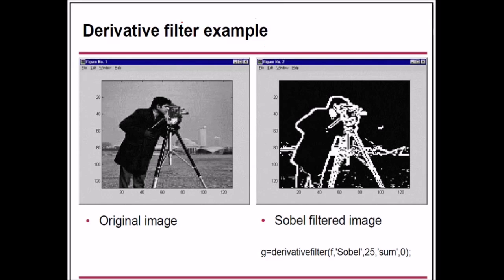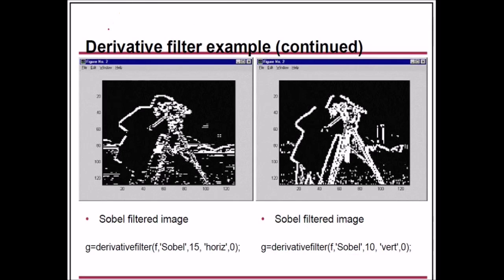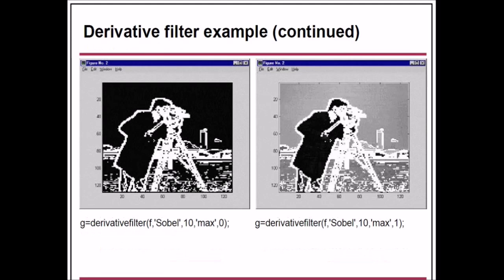This is a derivative filter example. This is the original image, and here we have applied the Sobel filter. In MATLAB you can just use the derivative filter with Sobel and various numbers. This is the Sobel filtered image for different values. Horizontally it gives you the edges, and vertically it gives you the edges. These are the other examples also.